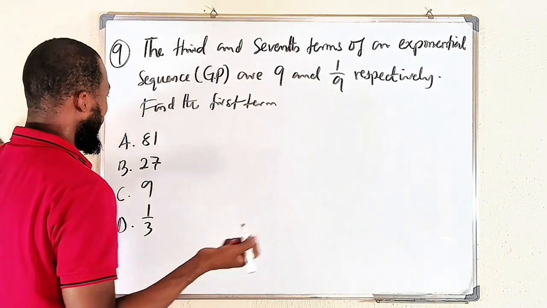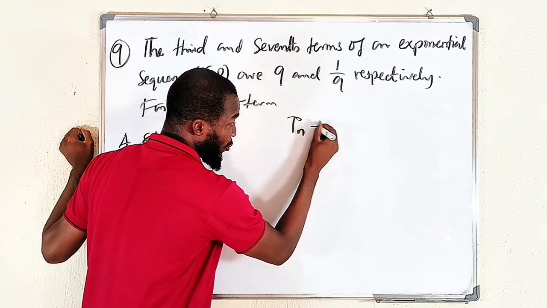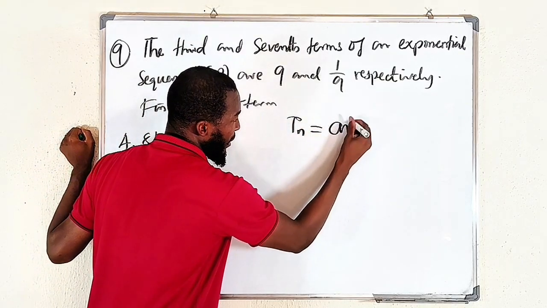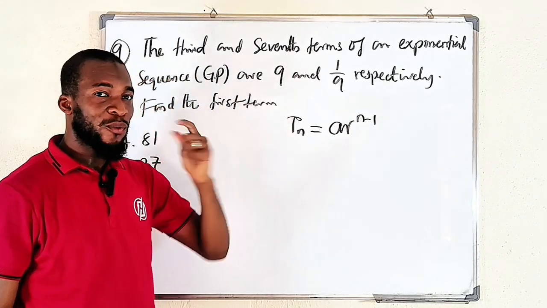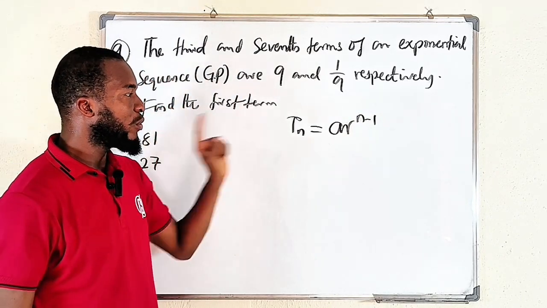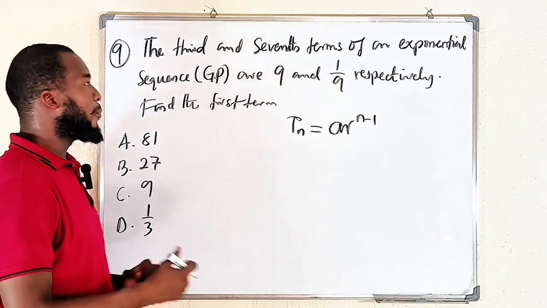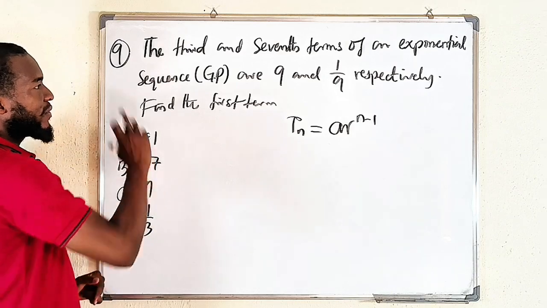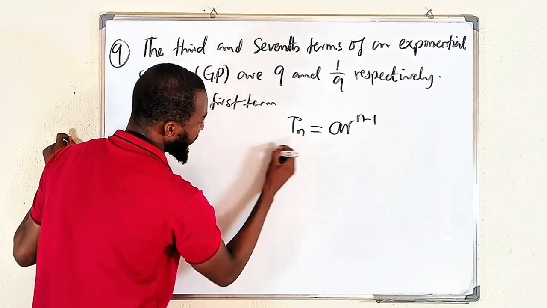Well, I think it is not necessary, but every term in the sequence can be represented by a r raised to the power of n minus 1. A stands for the first term, and that's exactly what we are looking for. r is the constant common ratio, n is the number of terms. We are given the seventh, which is ahead of the third, so let me start with the seventh term.